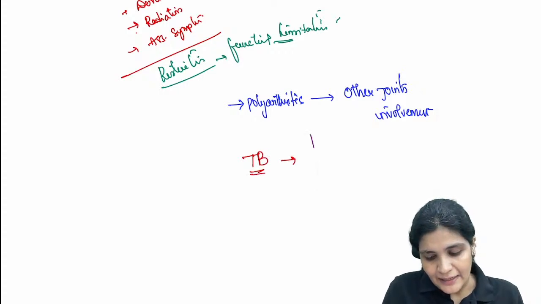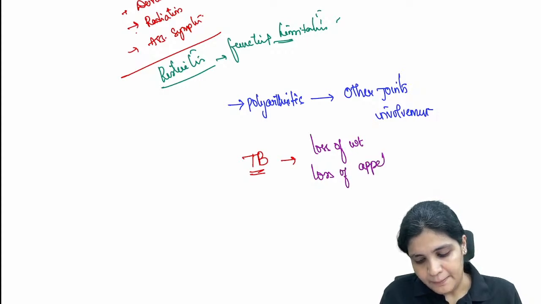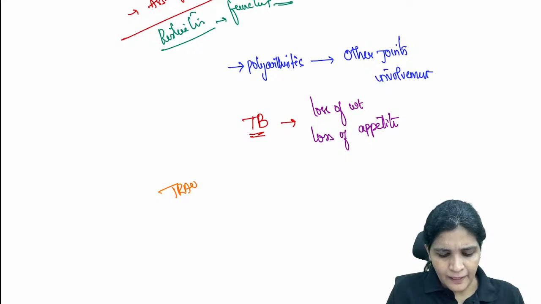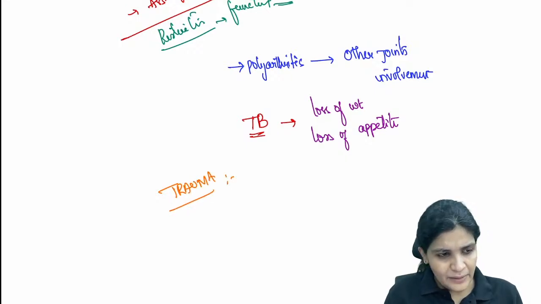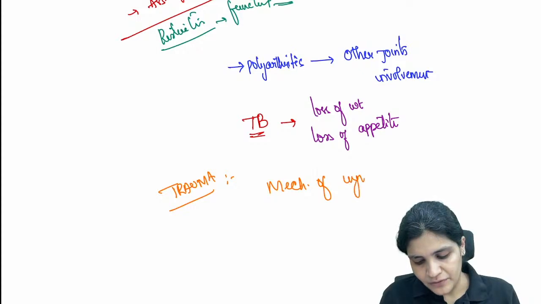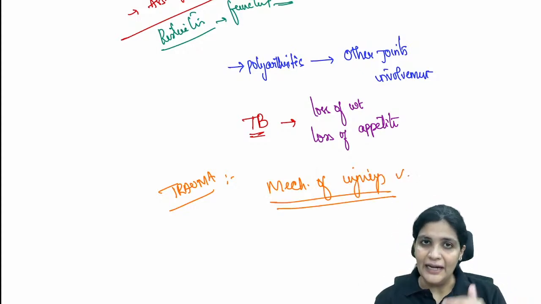So you will add two important things, that is loss of weight and loss of appetite. And you very well know if it is a trauma, then you are very much interested to ask about the mechanism of the injury, right? So how did the trauma actually occur, right?